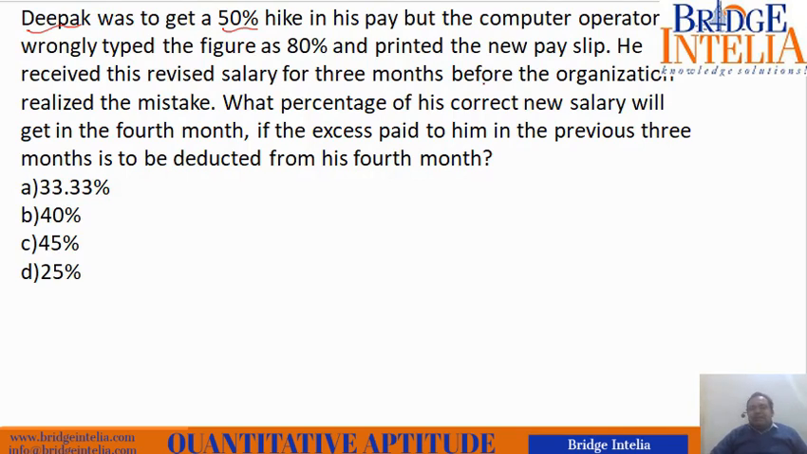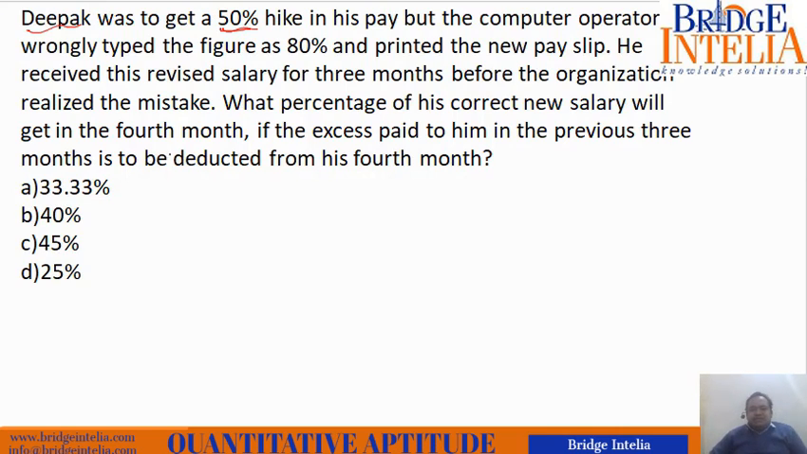So for 3 months, extra money got deposited in his account. So in the 4th month, the company, because it came to know about the 3 months, decided that they will do the adjustment. In the 4th month, whatever was his real, supposed salary, because he was supposed to get a hike of 50%, from that real salary they deducted this extra amount and then gave him the salary for the 4th month, so that the extra amount gets balanced.